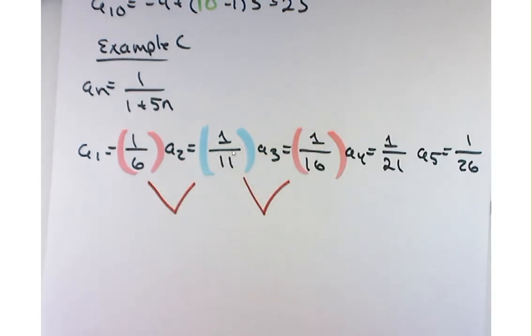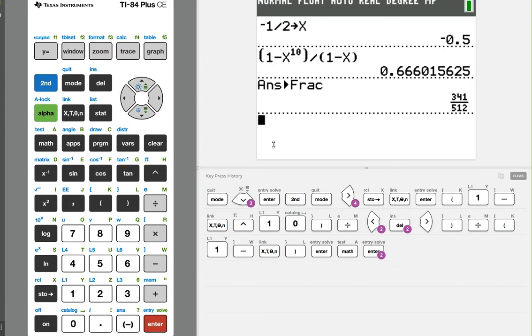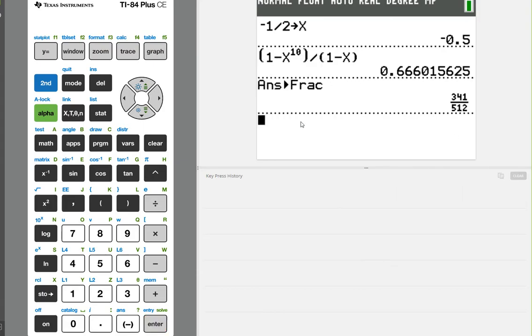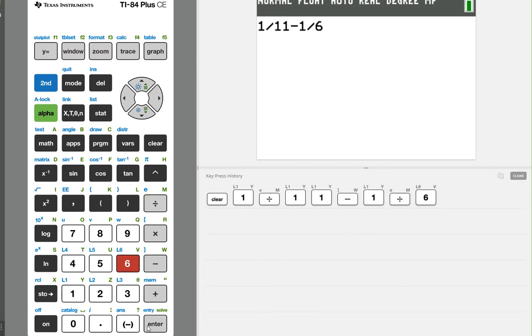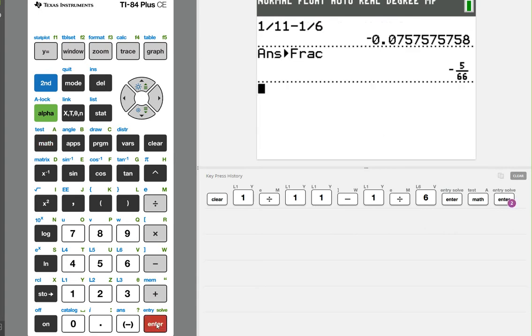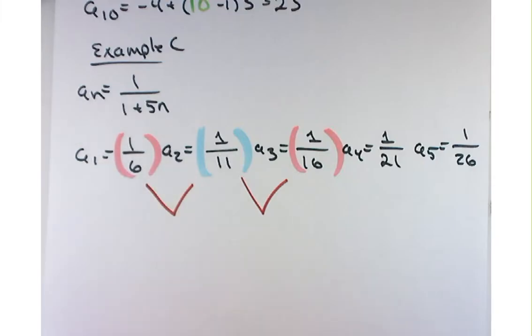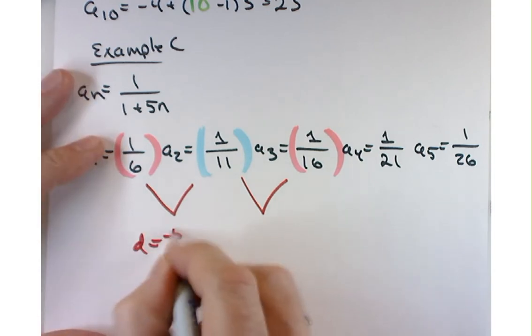So let's not strain the brain too much. We pay $100 for these calculators, or at least you borrow one from me, and somebody paid $100 for it. So let's take a look. Let's take 1 divided by 11 and subtract 1 divided by 6. Now I don't know what that decimal is. I'm guessing it's like 5 over 66 or something like that. So I'll just hit the math key. All right, there you go. So it's 5 over 66. That's the difference between those first terms. Actually, negative 5 over 66. D equals negative 5 over 66.